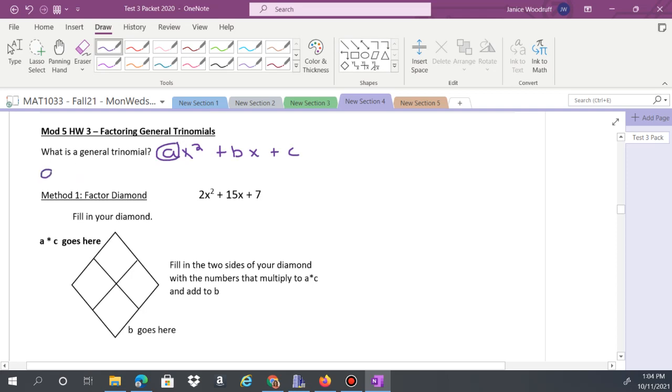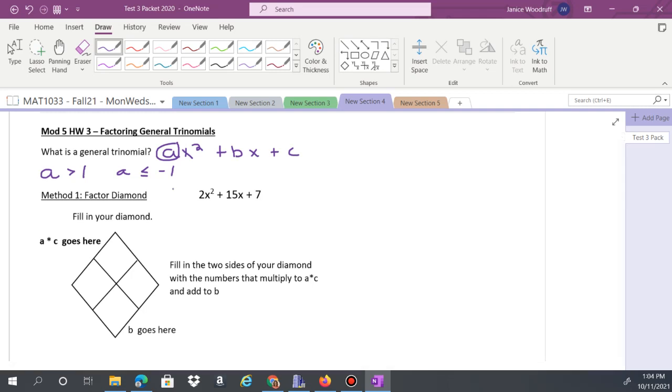So a is going to be greater than 1, or it could be less than 1, or less than or equal to -1, we'll say. It's just not 1. You're going to notice it pretty quickly. There's going to be a number right there in front of that x squared.